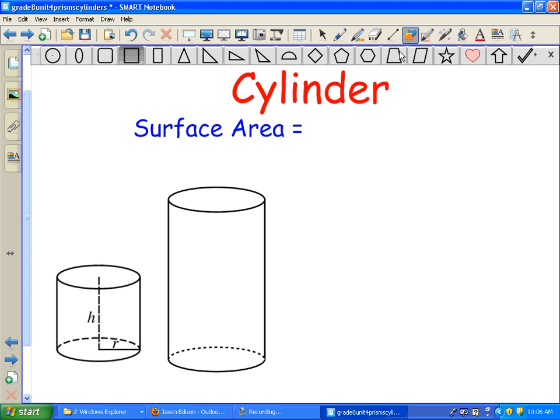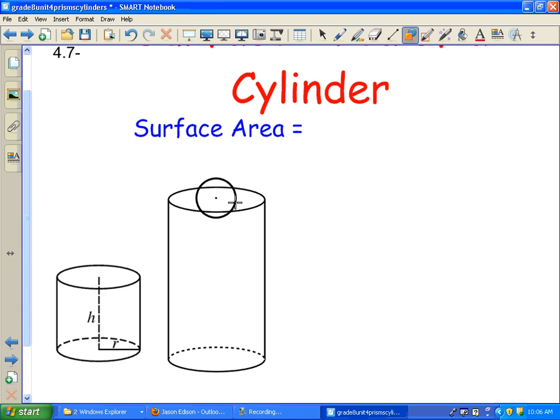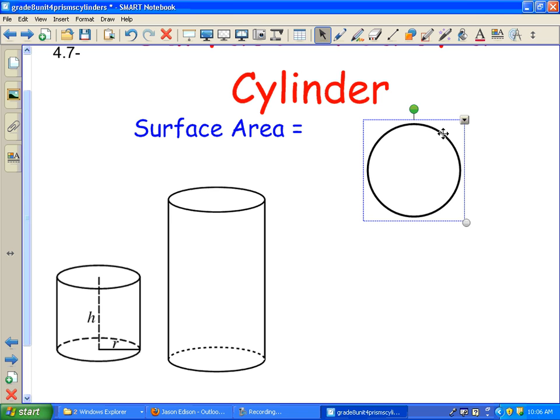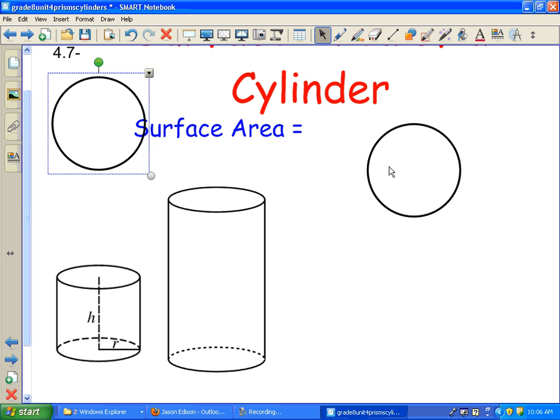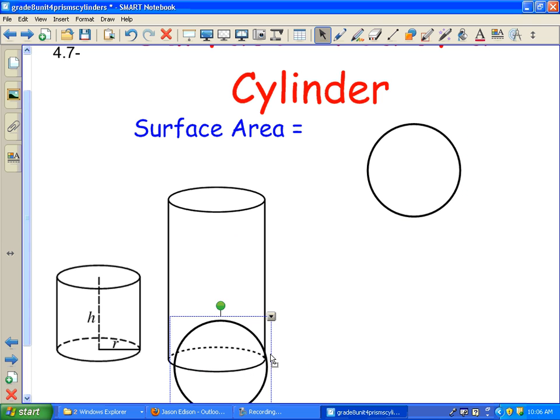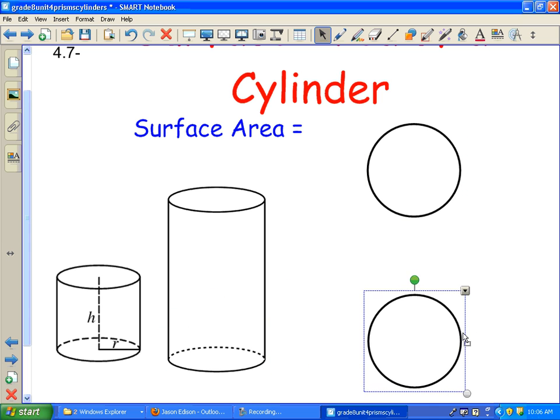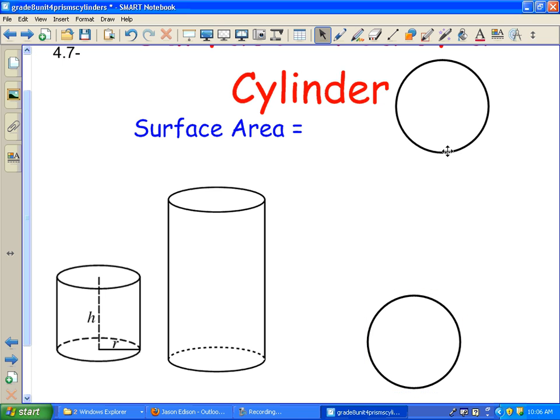So I'm going to draw out the pieces of this one here. I'll make them about this size if we're looking down on the circle. So the top is a circle, and I'm going to make the bottom be a circle as well, because that's about the size of the bottom. There we go. And the only thing we've got left now is this part here.